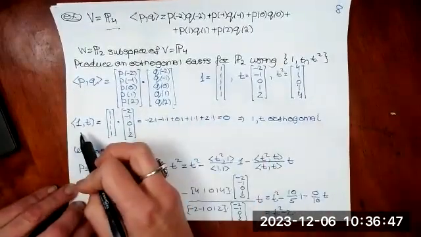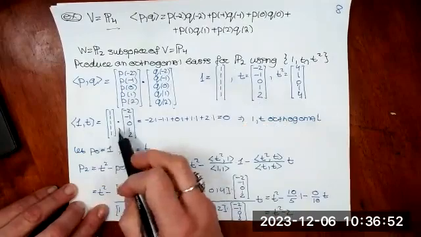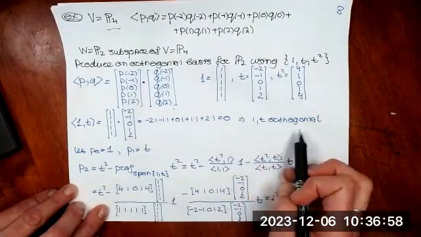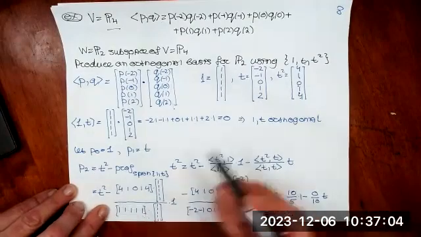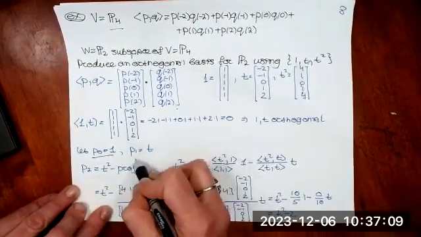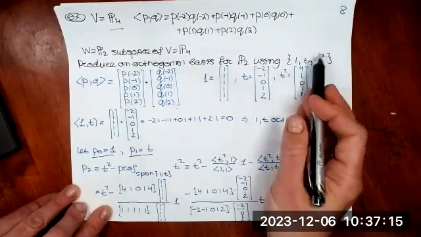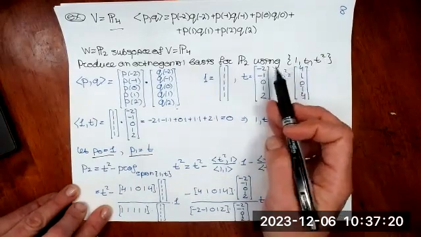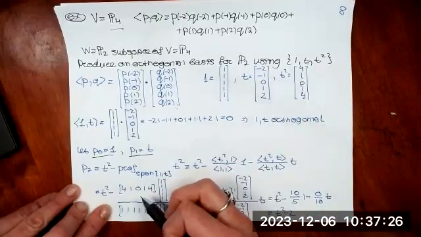To compute the inner product of 1 with t, I'm doing the vector for 1 dot the vector for t, and that goes to 0. So 1 and t are already orthogonal, and since they're already orthogonal, I don't need to do anything else. I can set my first p equal to 1 and my second p equal to t. Then for my third one, t squared, you can check it's not going to be orthogonal to the other two, but here we can start applying Gram-Schmidt.